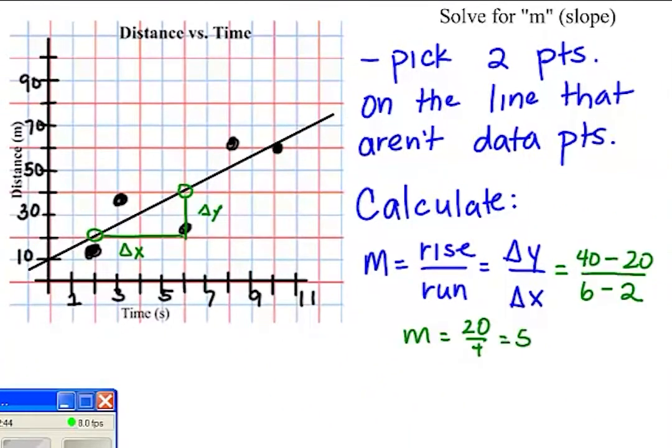Recall from math class that in order to calculate slope, it is calculated as change in y over change in x, or rise over run. In this case, the change in y is the difference of 40 minus 20, and the change in x is 6 minus 2, to give me 20 over 4, or 5, as a value for my slope.